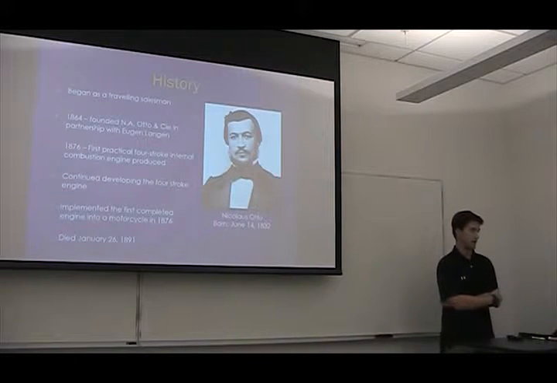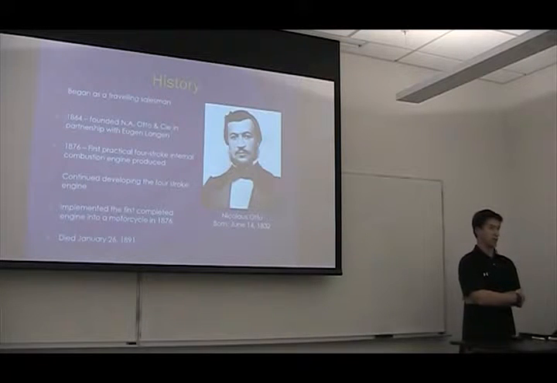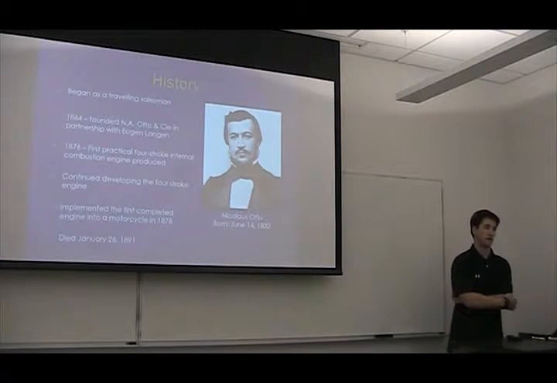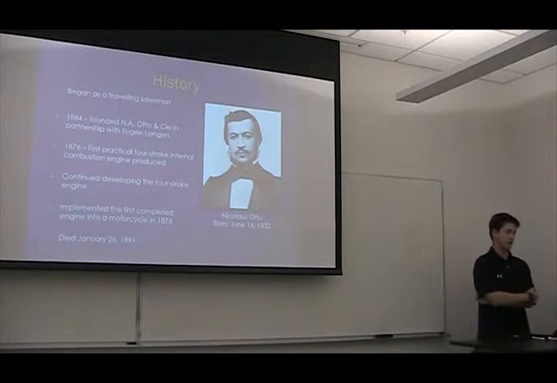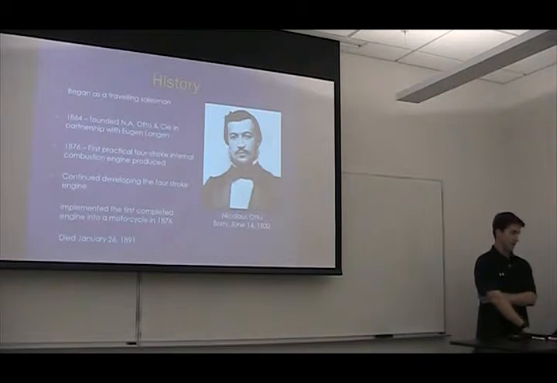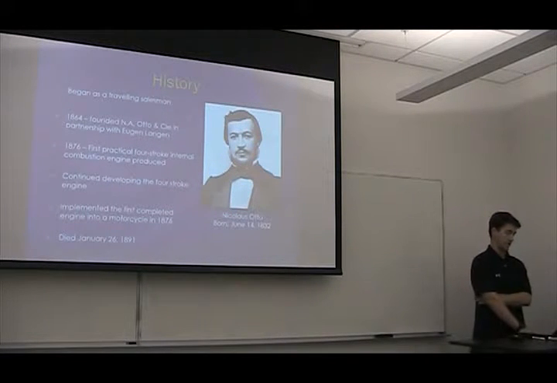So this is Nicholas Otto. He is a German engineer who first developed the Otto cycle. He was the first person to actually get a four-stroke engine to work, which is pretty significant in the Industrial Revolution. He actually implemented the first completed engine into a motorcycle in 1876.